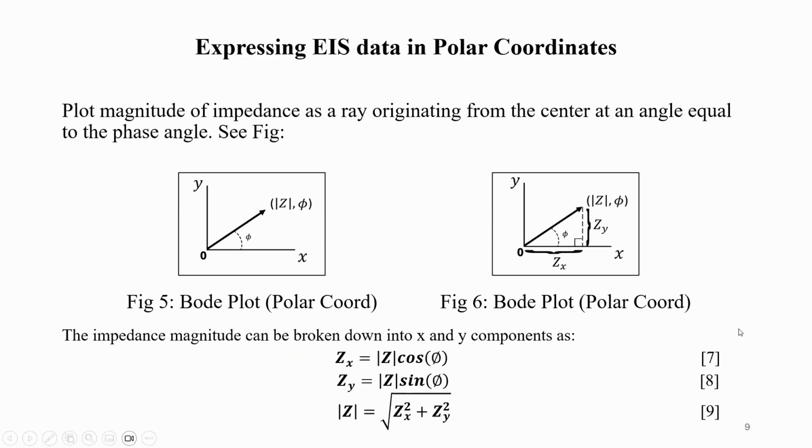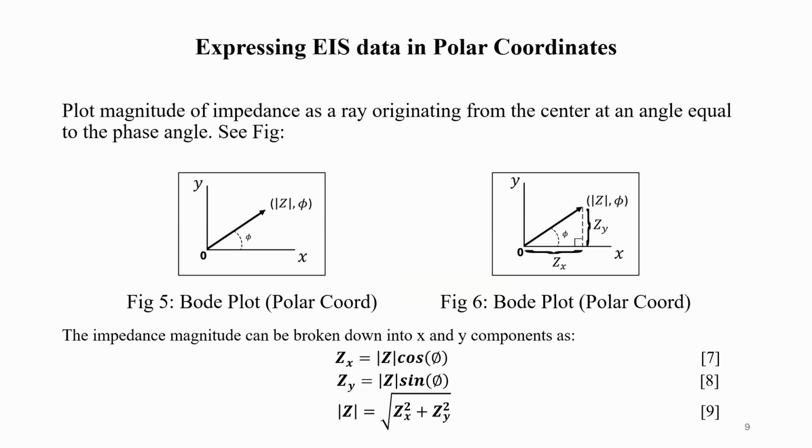And in this slide, we look at impedance in polar form. Instead of plotting impedance over frequency, we show it as a vector. In figure 5, on the left, the magnitude Z is drawn as a ray coming from the origin, and the angle of the ray is the phase angle theta. This gives us a clear picture of how much the signal leads or lags.